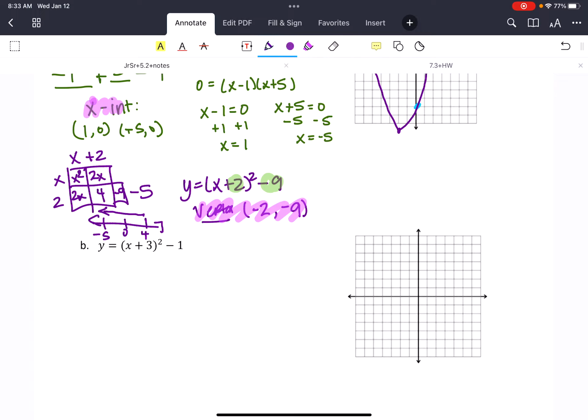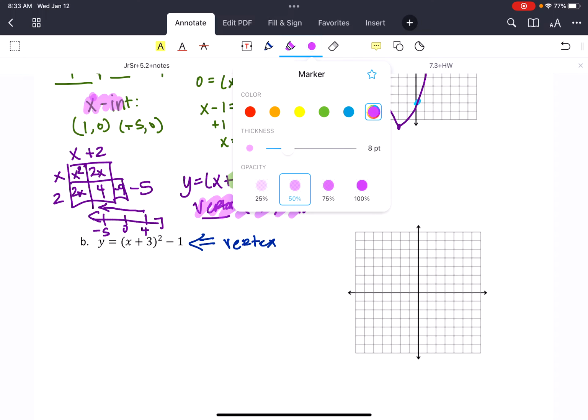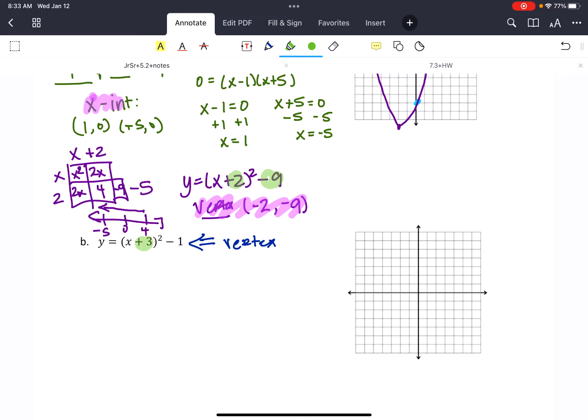Okay, this last one on your notes, and then hopefully I'm back on Friday, and we get to do this in person. I can clear up any misunderstandings. So this guy right here is in vertex form. So I am going to grab my h and my k and my vertex. So my h changes sign, and I'm at -3, -1. So I go down to -3, -1, and make a dot.